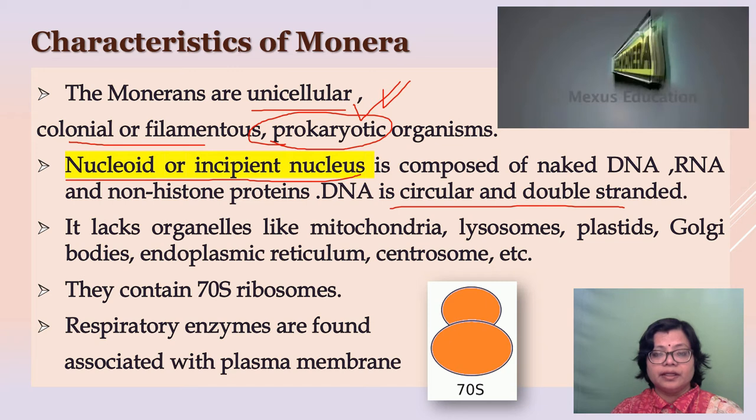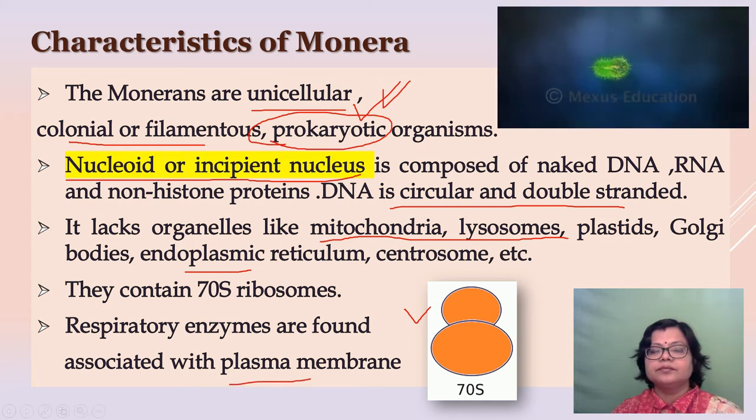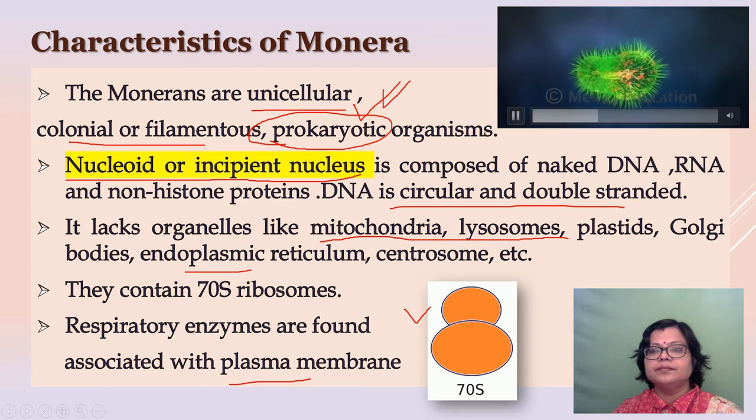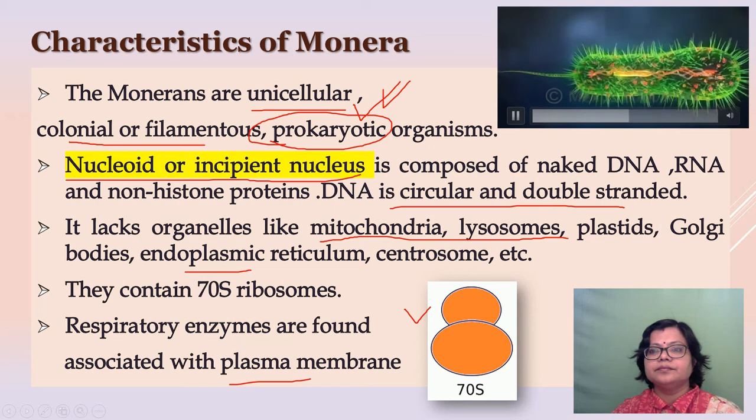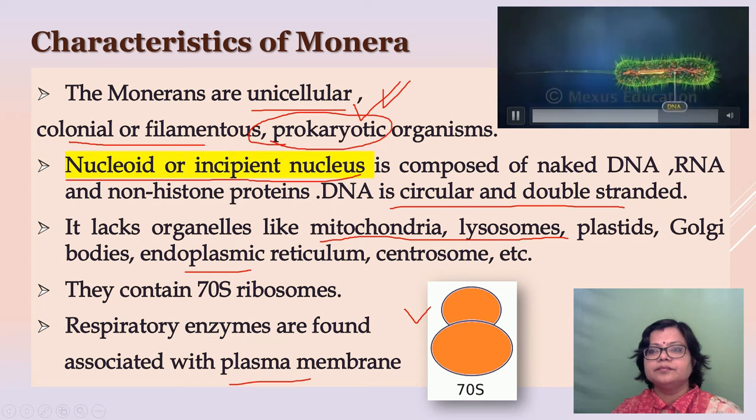Membrane-bound cell organelles like mitochondria, lysosome, plastids, Golgi bodies, endoplasmic reticulum are absent. Ribosome is of 70S type. Respiratory enzymes are present in the plasma membrane. Monerans lack a definite nucleus, but the nuclear material consists of a naked strand of DNA which is not enclosed in the nuclear membrane.